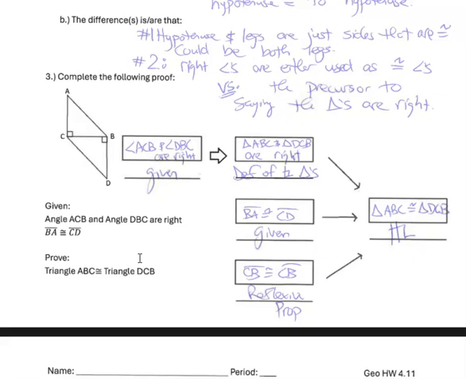Now, the stuff about the angles being right couldn't be in either one of the other boxes because it leads to something, but the given and the reflexive property could have switched if you wanted to.